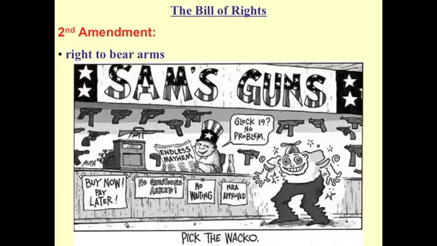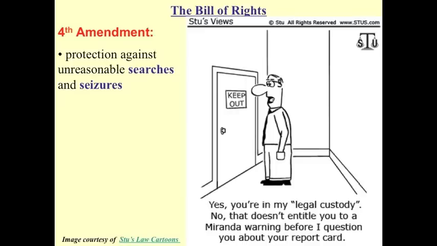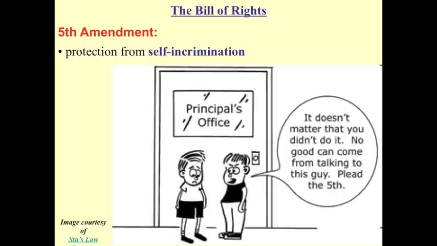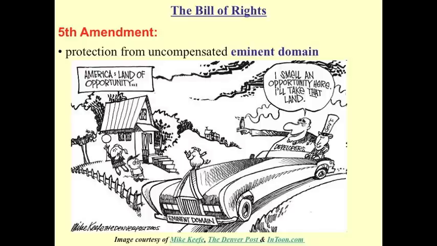The Second Amendment protects the right to bear arms. The Third Amendment protects you against quartering soldiers. The Fourth Amendment is from unreasonable searches and seizures. So that's when we're talking about the warrants. The Fifth Amendment has a few different parts. One of the parts is that it protects you from self-incrimination. So like "I plead the Fifth," where you don't have to say anything that's going to incriminate you of a crime. The Fifth Amendment also protects you from double jeopardy. You cannot be tried for the same crime twice. It also requires that you are given fair compensation if the government needs to take your land for whatever reason.